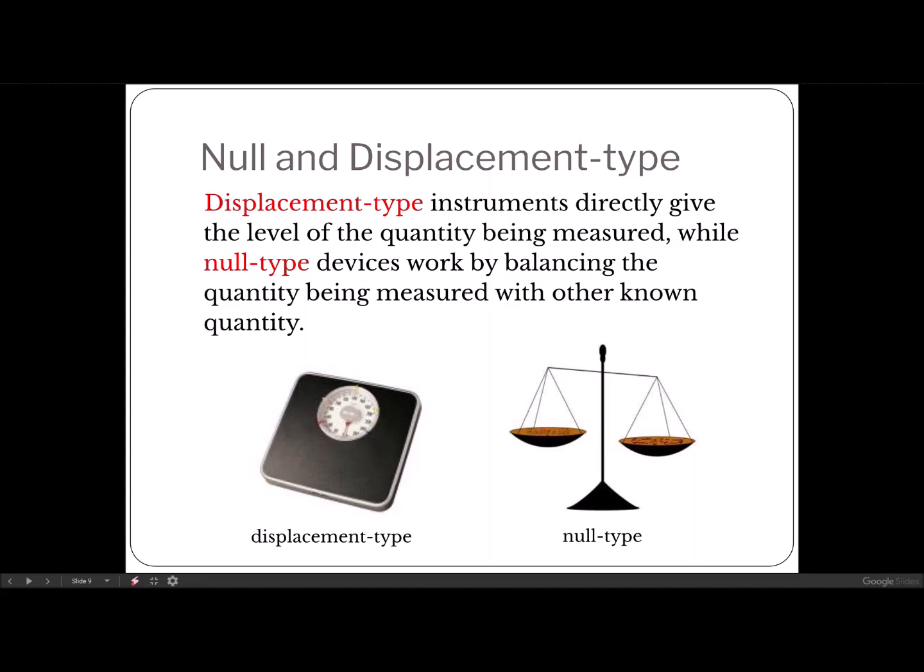So there are pros and cons of this. Of course, the most obvious one, if you are using this kind of weighing device, is that for null type it's not affected by gravitational force, right? While for displacement type it's definitely affected by the gravitational force.